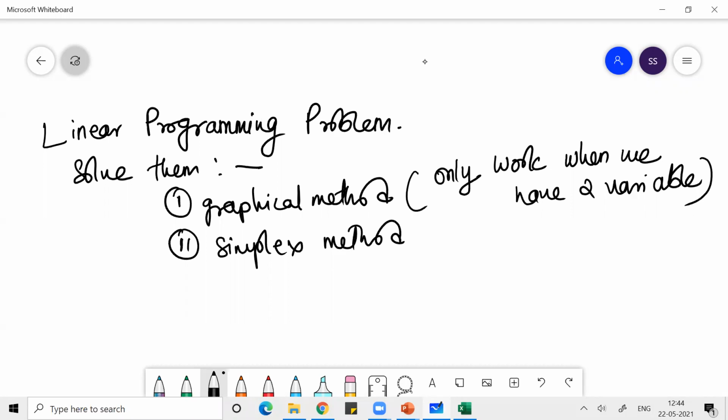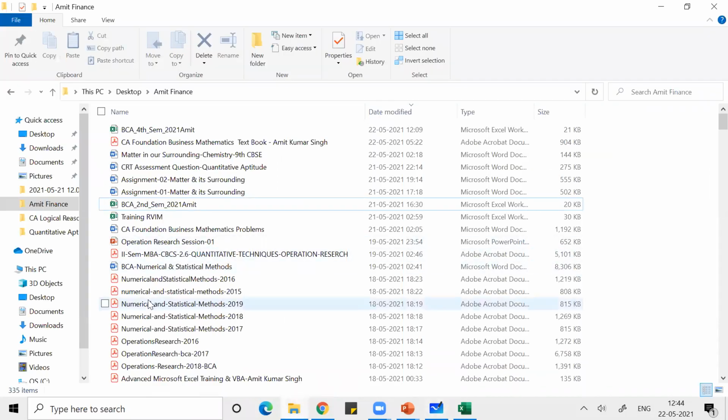Many times when we have three variables, we cannot use the graphical method. At that time we prefer to solve the given problem by using the simplex method. One by one we will learn the graphical method and the simplex method. Any doubt, any question you want to ask me?